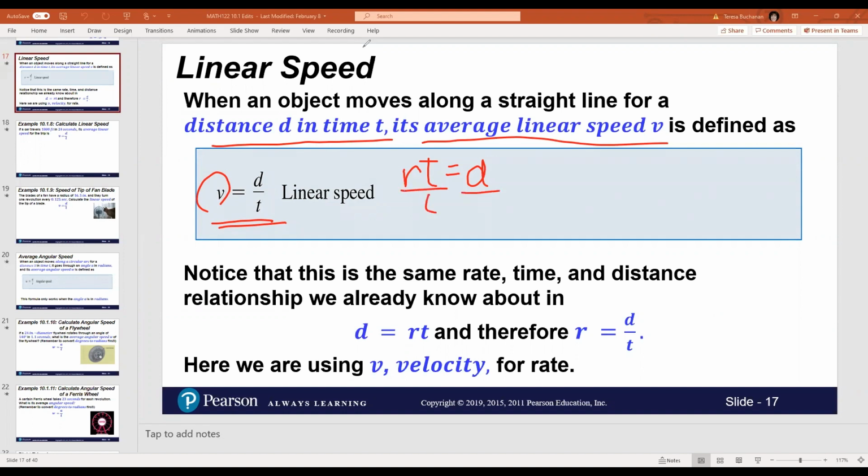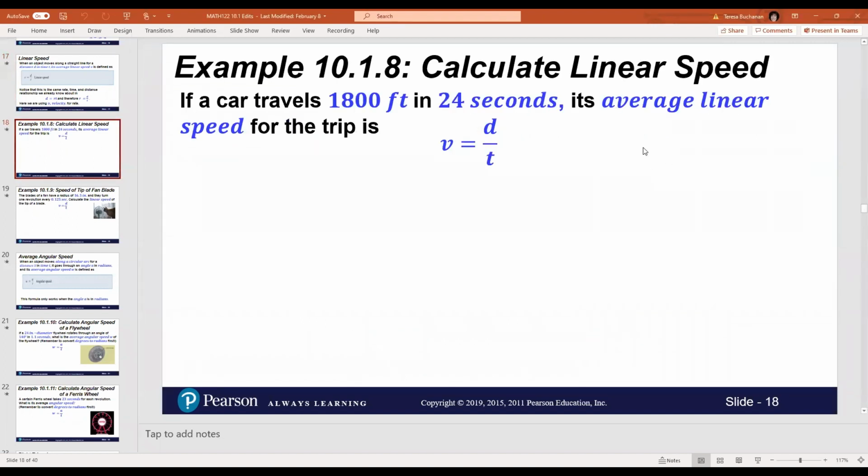So we've already looked at this. We've talked about this in the course already. This is exactly the same as saying that rate is equal to distance over time. So all of that you see down here. And it does come up though, compared especially to another idea. Let's do a linear speed. So we've got a car that travels 1,800 feet in 24 seconds. What is the average linear speed for the trip?